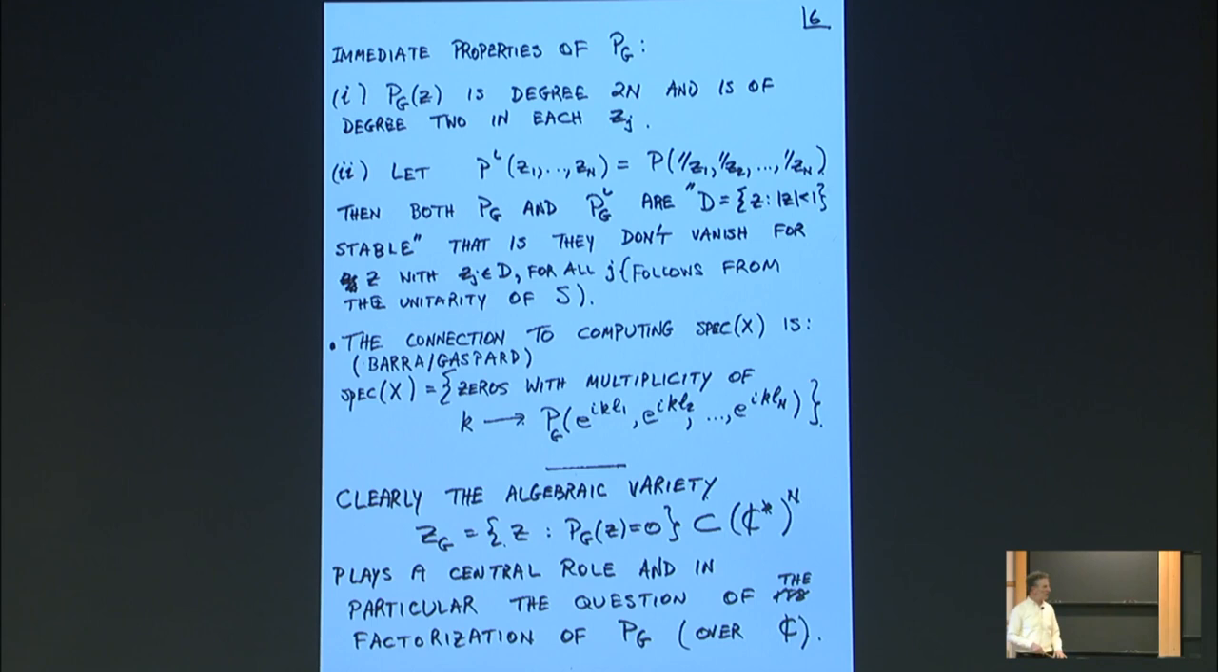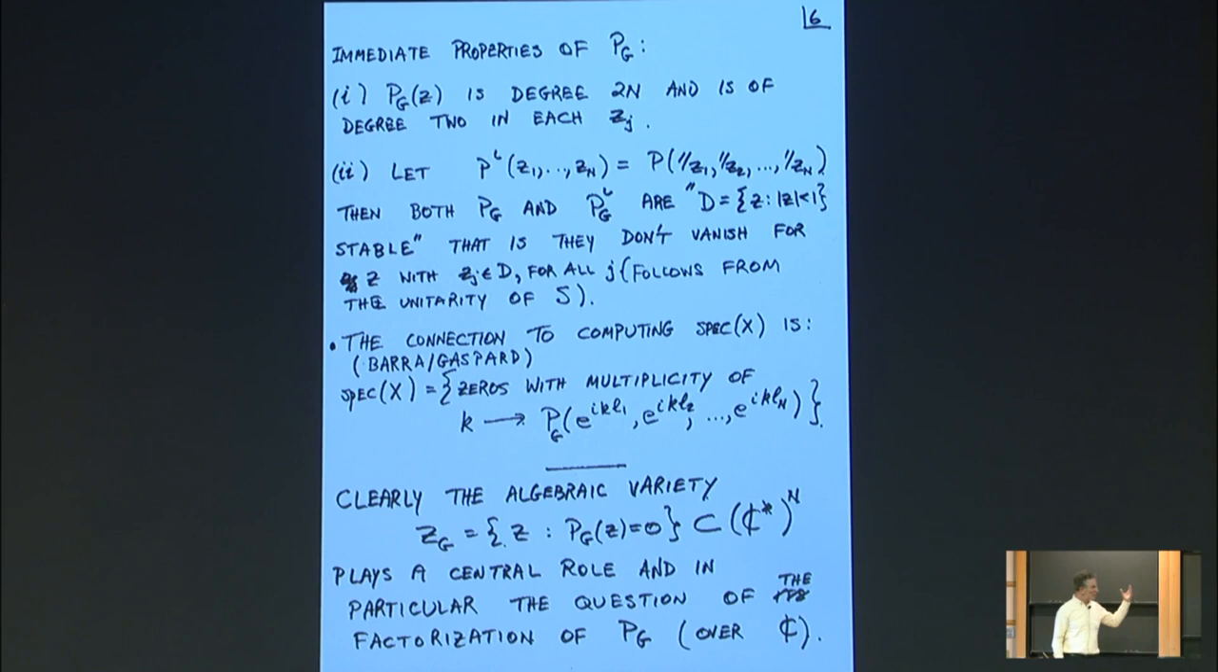But before I explain the relation to the spectrum, from the definition, it's degree 2n. It's degree 2 in each variable zj. And this is an absolutely critical fact of this polynomial. It connects us with the theory of stable polynomials and hyperbolic polynomials, and this is what makes everything tick.